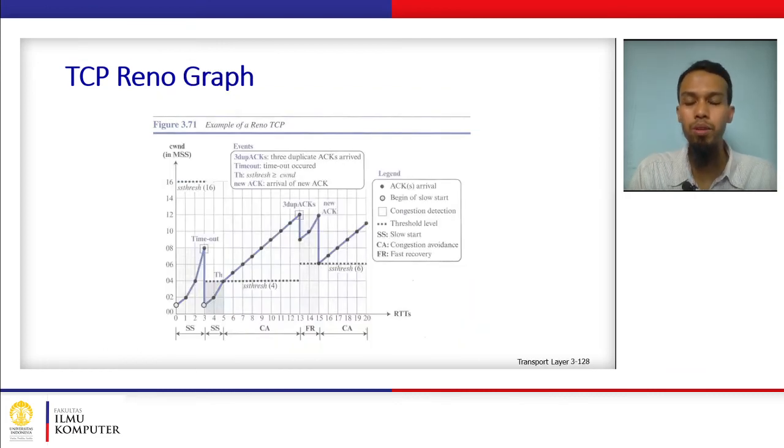Okay, so we start with the slow start mode, and then there's a timeout, so we go back to congestion window equals 1, and then again we are entering the slow start state until we reach the congestion window equals 4, or when we reach the SS thresh. Then we enter the congestion avoidance state, and then when we receive 3 duplicate ACKs, let's say at 13, then we go to the fast recovery state.